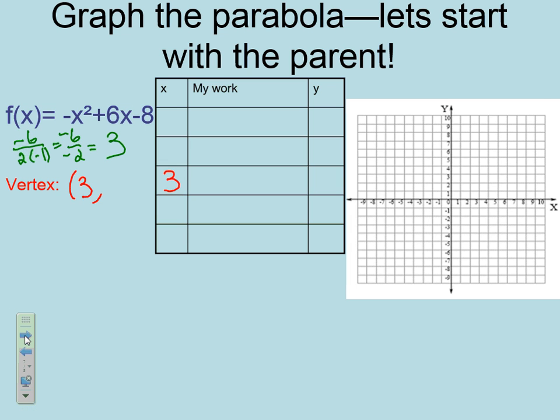Then if I would type this all in my calculator, the negative's on the outside, so parenthesis, 3 squared plus 6 times 3 minus 8.